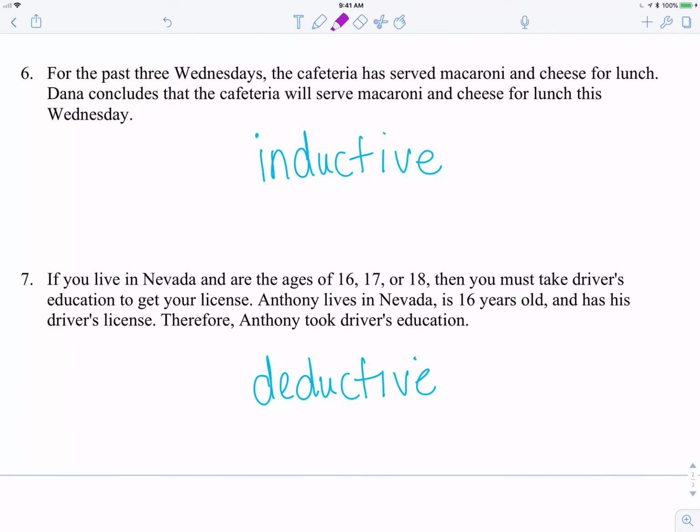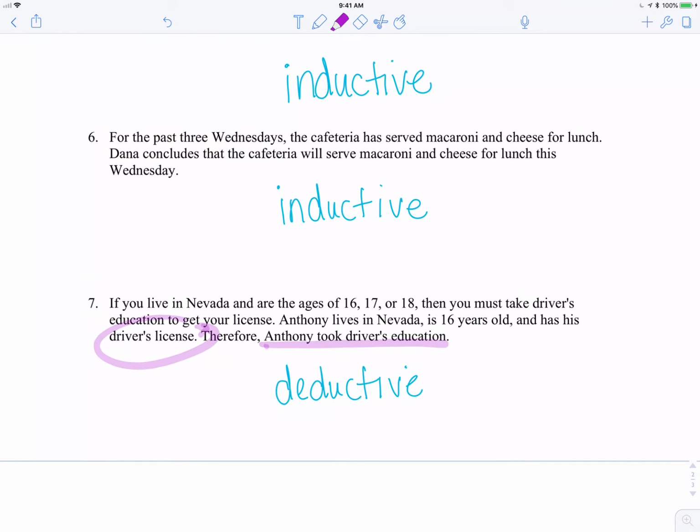And number 7 is deductive. There is a law that Anthony had to take driver's ed before he got his license, and since he has his license, it's safe to conclude that Anthony took driver's education.